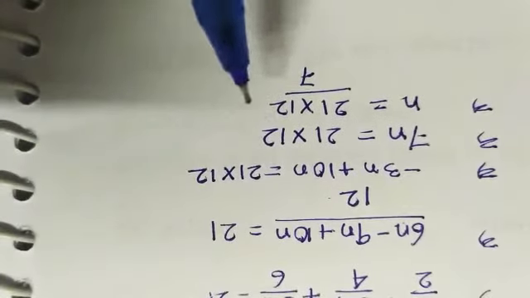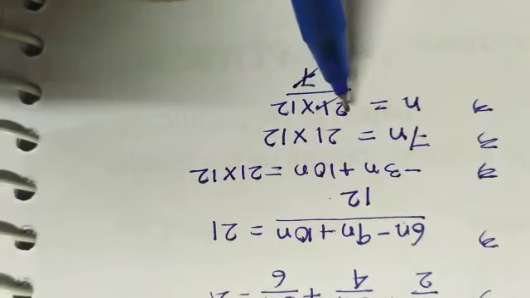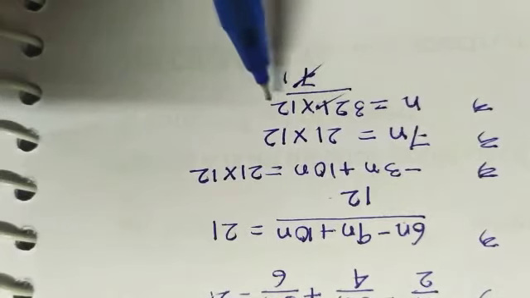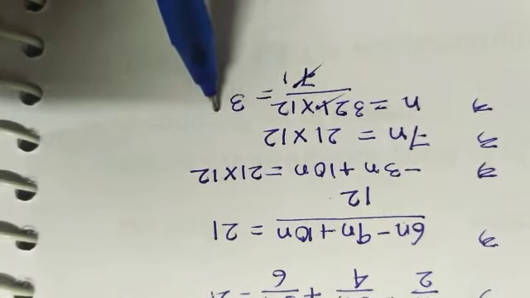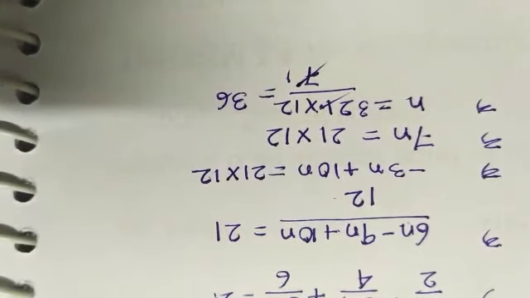Again we see that 7 can be cancelled out with 21. 7 3s are 21 and 7 1s are 7. So ultimately we are having 3 into 12, that is 36. Hence, in this way, we need to proceed to solve the other sums also.